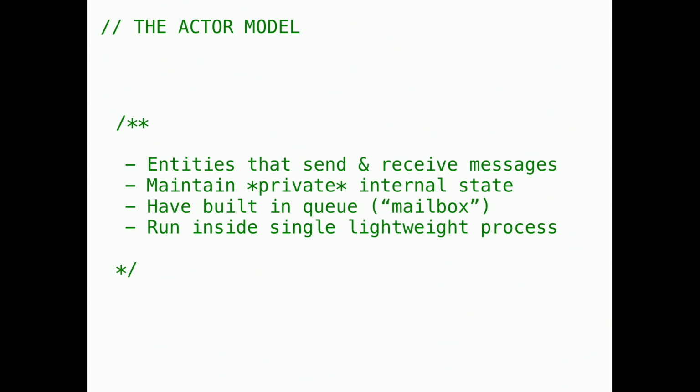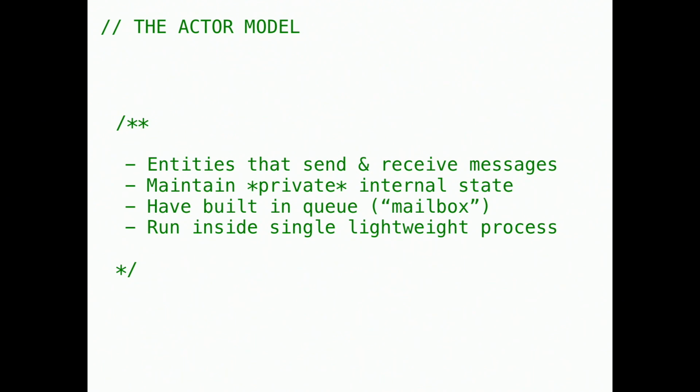All right, so in programming, the actor model are entities, and these entities are standalone entities that can send and receive messages. So we're used to message passing if we've done work in Objective-C. But actors have a lot of other properties that are different from Objective-C objects. So actors maintain private internal state. They maintain state, but that state can never be touched by the outside world.